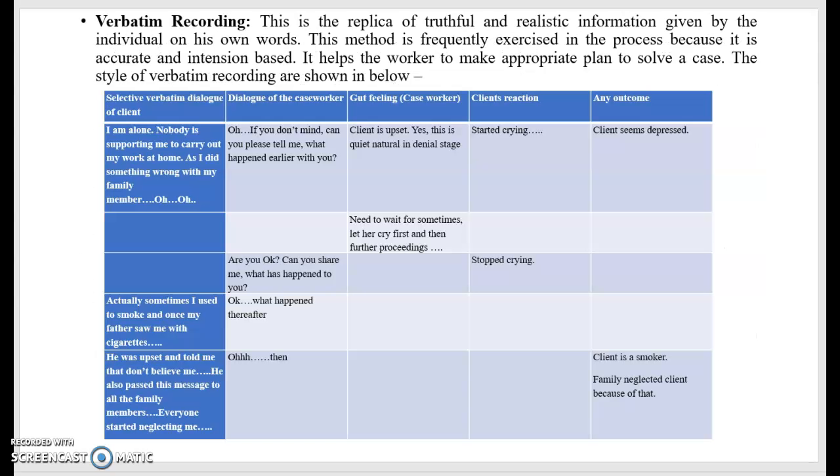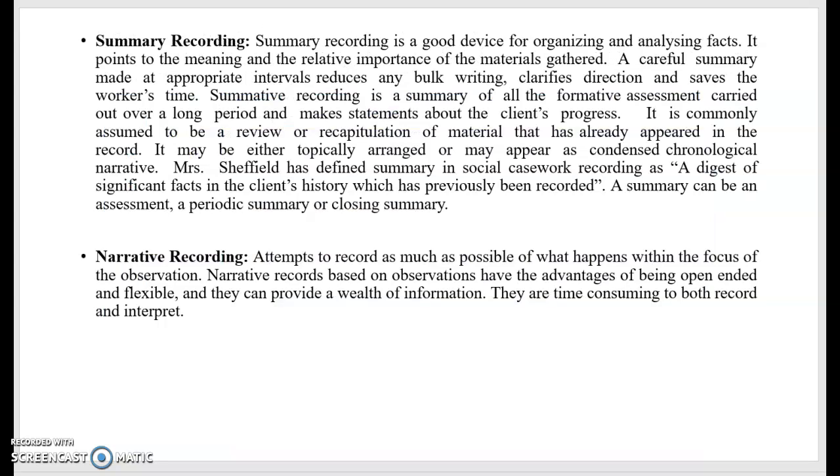Next is summary recording. Summary recording is a good device for organizing and analyzing facts. It points to the meaning and the relative importance of the materials gathered. A careful summary made at appropriate intervals reduces any bulk writing, clarifies direction, and saves the worker's time.